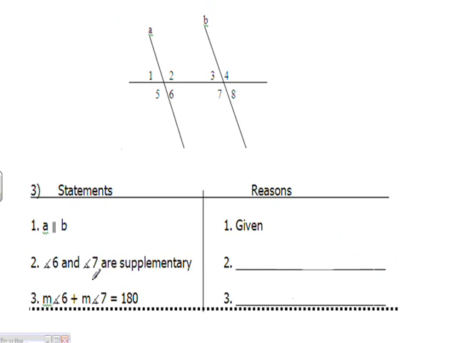Moving on to our next proof. We're given that A is parallel to B, which tells us that angles 6 and 7 are supplementary for some reason, and therefore we know that the measure of angle 6 plus the measure of angle 7 equals 180. Please fill in these two reasons and come back and check when you've got them.